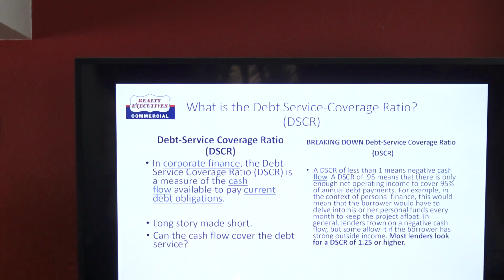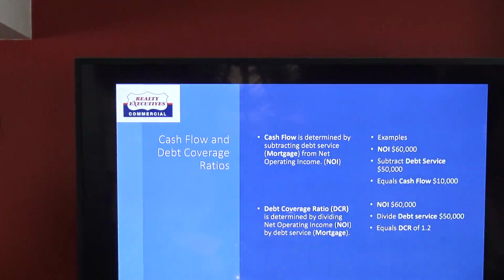If it cannot, you're in the negative. If it can, you're looking pretty good. The bank usually wants to see a DCR of 1.2 or 1.25 or higher. Even though I've seen some that are getting a little bit more aggressive, but basically that's what they want to see, okay? So let's figure out how we're going to calculate all of this.